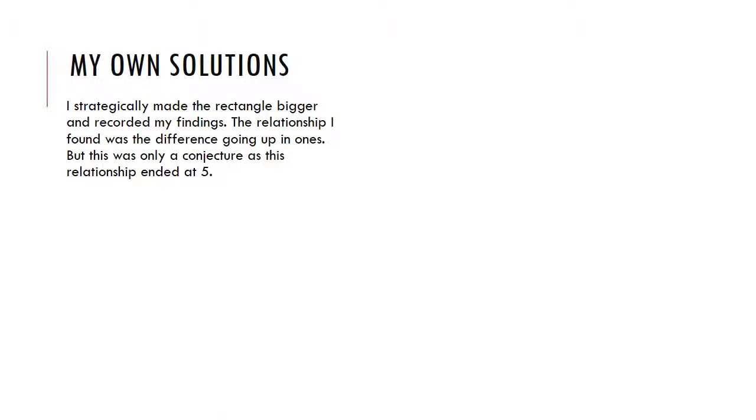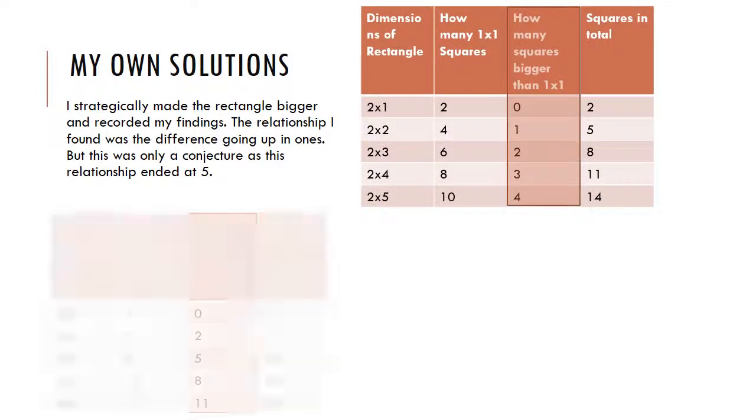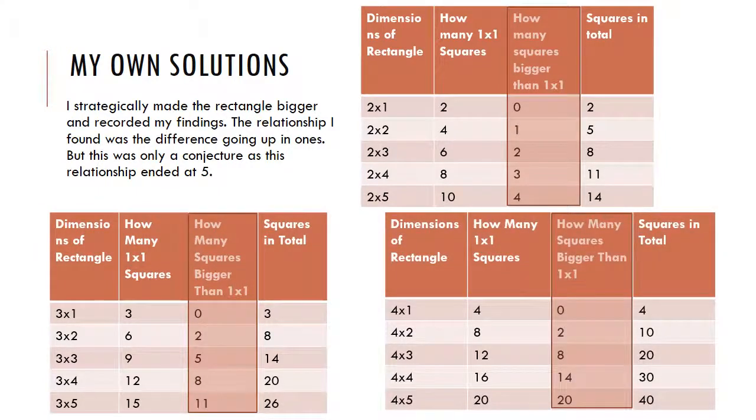I strategically made the rectangle bigger and recorded my findings. The relationship I found was the difference going up in ones, but this was only a conjecture as the relationship ended at 5, as you can see in the tables that I made up.